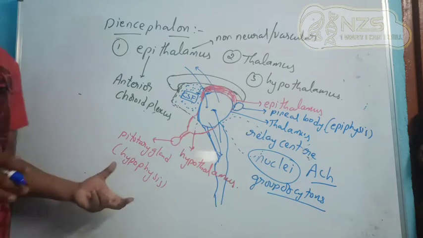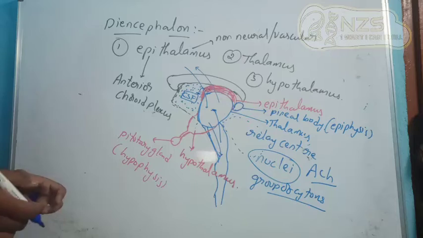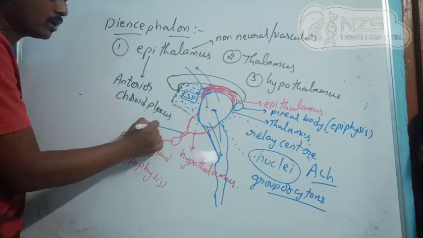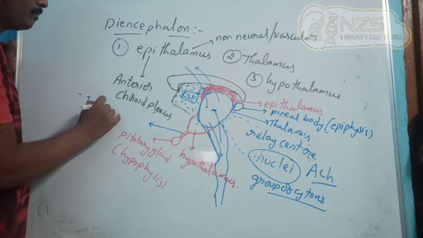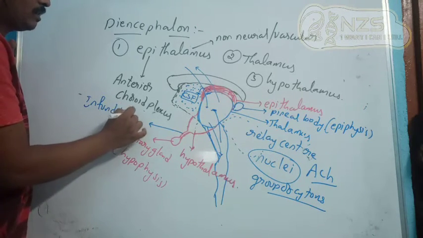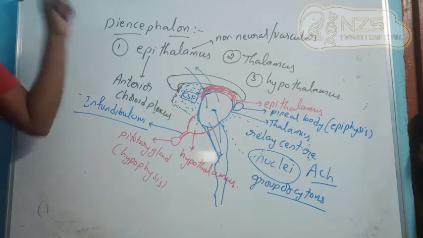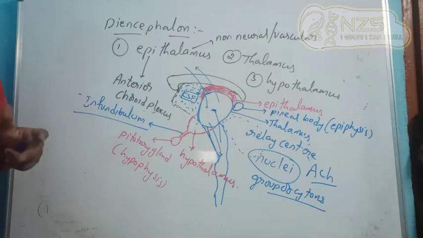And one more thing, this pituitary is the master gland of the body. You all know the pituitary is the master gland of the body, and it is attached to the hypothalamus with a long stalk called the infundibulum. It is attached with the help of the infundibulum. Now that is the anatomy of the diencephalon.